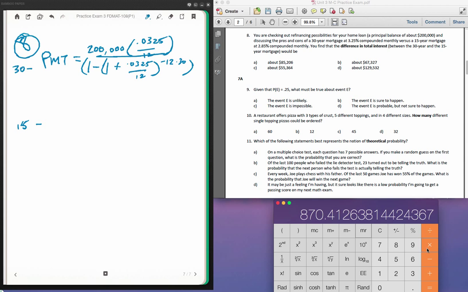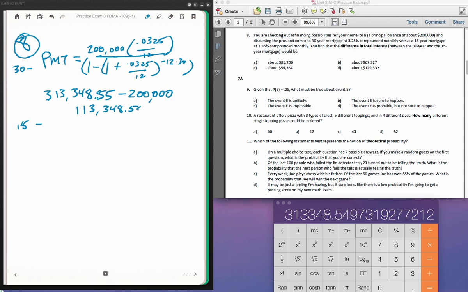Now we can multiply this by 12 months and by 30 years. And so we end up paying $313,348.55 over the life of the loan, minus our 200,000, which would give us about 113,348.55. So that's how much interest we paid on the first one.